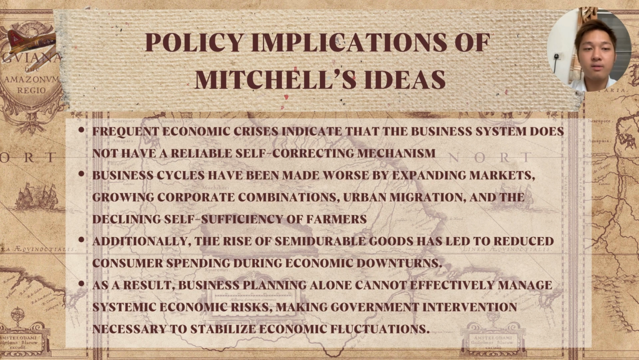Unlike before, farmers are now market dependent instead of self-sufficient. There is also a shift in the types of goods we buy. The rise of semi-durable goods, things we can stop purchasing when times are tough, makes recession worse. Mitchell believes private business planning alone is not enough to deal with this challenge. Instead, he saw a need for government intervention and broader social planning to stabilize the economy and protect people from economic hardships.